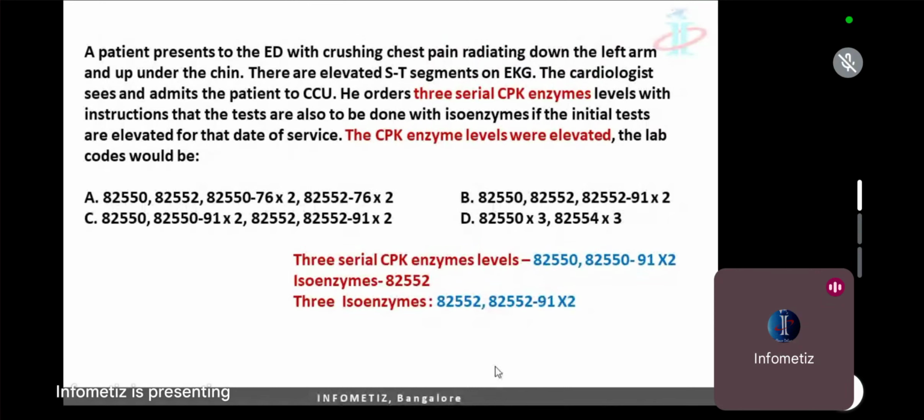CPK enzyme level. 82552 is an isoenzyme level. Now the only difference between B and C is whether they performed both tests 3 times, or they performed only one test 1 time and another test 3 times. Now read the question to find out this information. You got my question now?